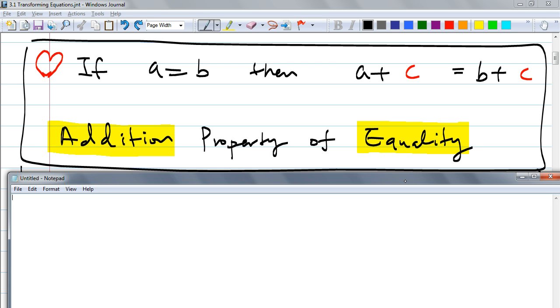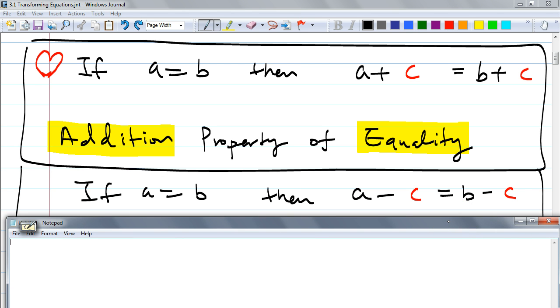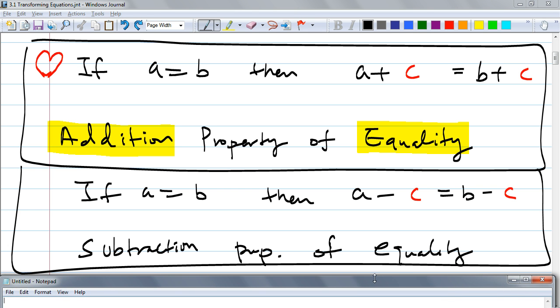If you could add the same number to both sides, can somebody guess what we could also do? Yeah, 1, 2, 3, 4, 5 people. Sabrina? Subtract. You could also subtract. So, if I have A equals B, I can simply subtract the same number from both sides. Anybody want to guess what this property is called? It's again some kind of property of equality. Maybe subtraction. Yeah, you're exactly right. It is the subtraction property of equality.